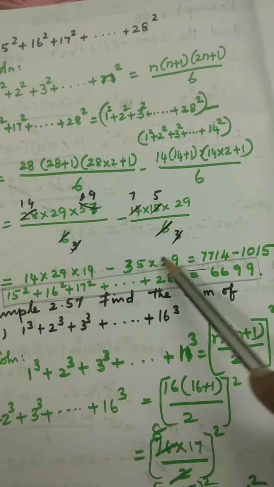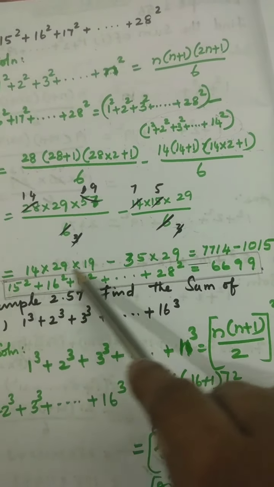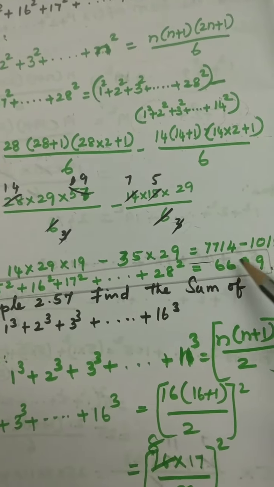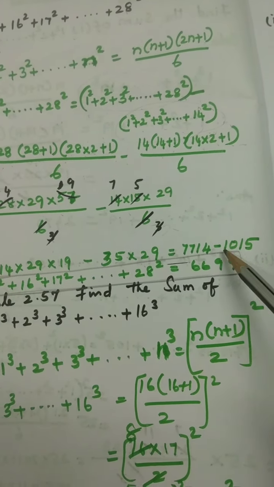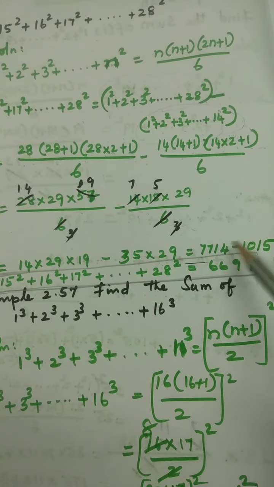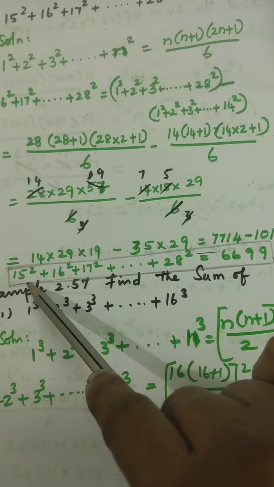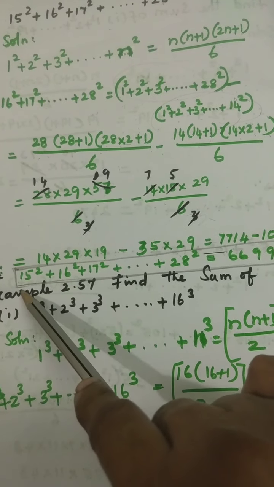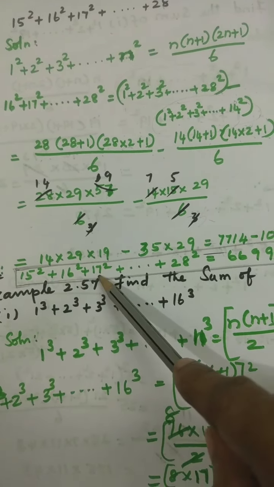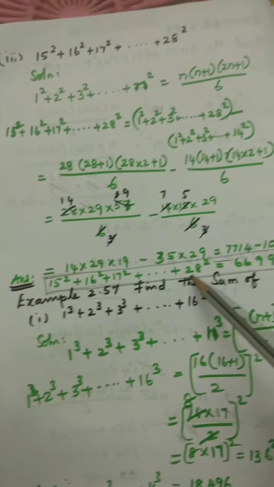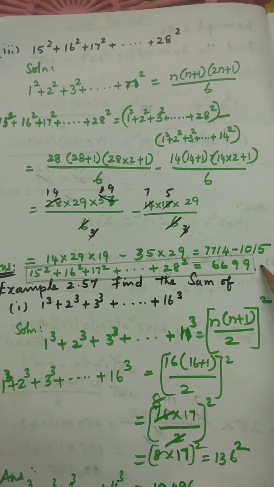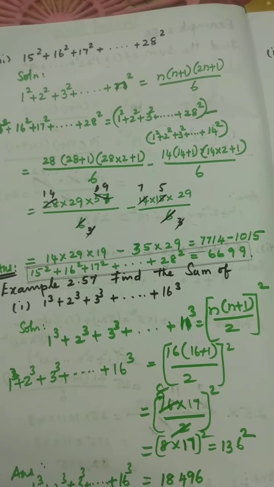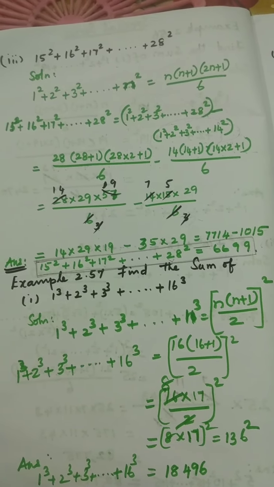Okay. Now you multiply 7 7 1 4. If you multiply this, the 7 7 1 4 will come. Minus 35 into 29 is 1015. So now both you have to subtract. Then the value of the sum of 15 square plus 16 square plus 17 square plus and so on plus 28 square is equal to 6699. Okay. Then you shall see the example 2.57.